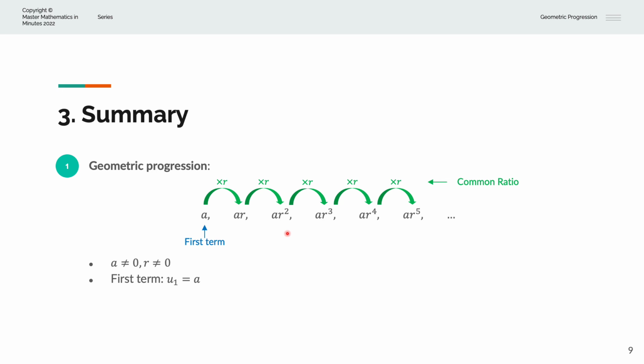We can denote the first term as u1 equals a, and we'll denote the common ratio as r. And for generic kth term, we have uk equals a times r to the power of k minus 1. And there are a total of n terms in this progression, and n can take any number, including being infinite.